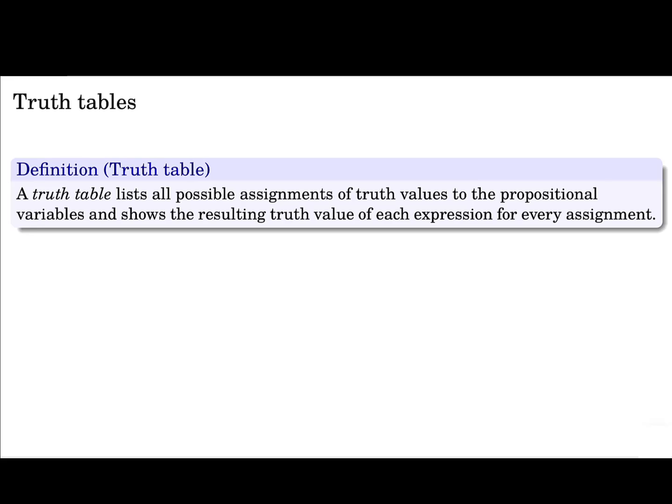A truth table is a table that checks every possible combination of true and false values for the variables and records the true value of the expression. So the idea is quite simple. We list all possible values of P and Q and then compute what expressions become in each case.